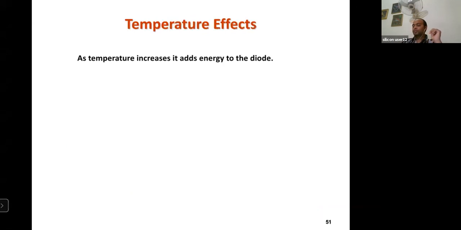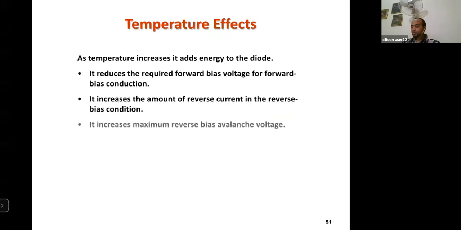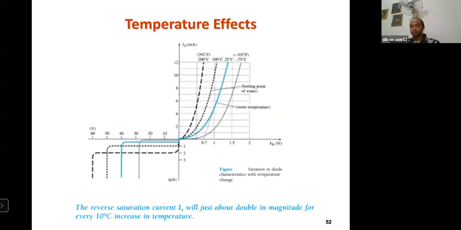Okay, temperature effect. So how the characteristic of the diode varies with respect to different temperature. I'll look at the diagram first, then we'll study those points. First, look at the blue line. This blue line is at 25 degrees centigrade, or at room temperature. Now look at this dotted line, which represents 200 degrees centigrade.